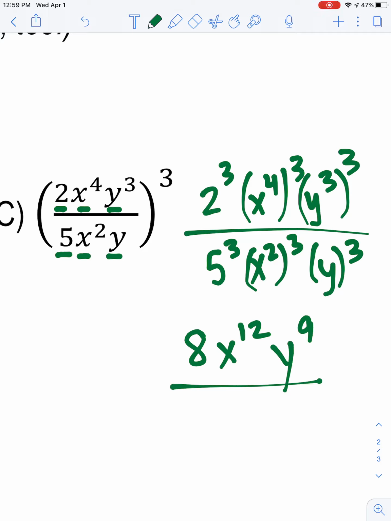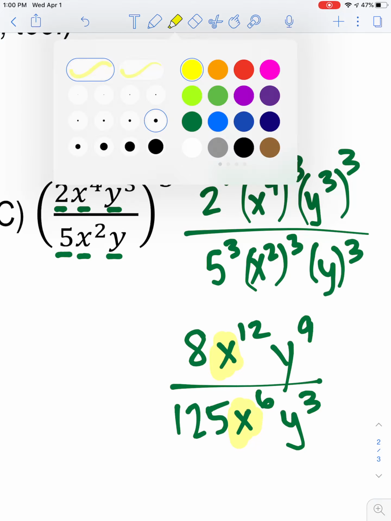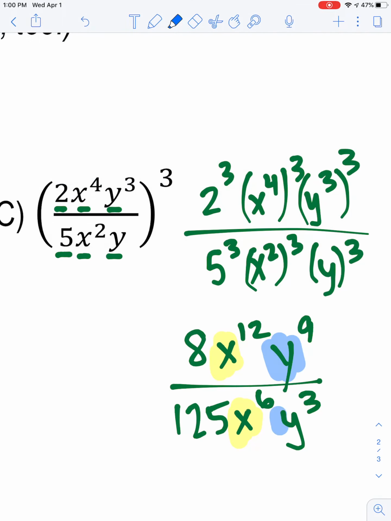Then 5 to the 3rd is 5 times 5 times 5, which is 125. X squared to the third, you multiply the 2 times 3 to get 6, so x to the 6th. And then you just have y to the third here. Now, we're not done with the problem because we have the base of x twice, and then we also have the base of y twice.